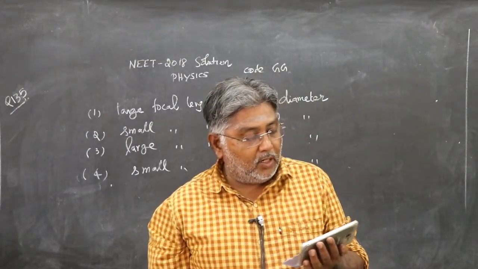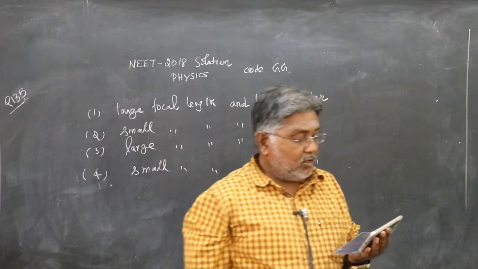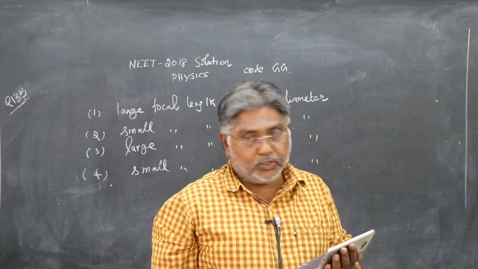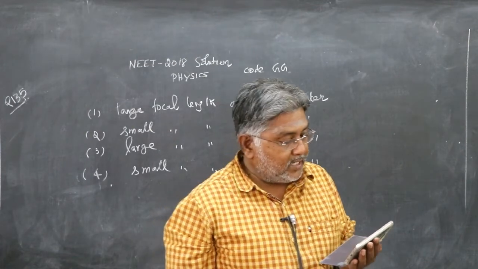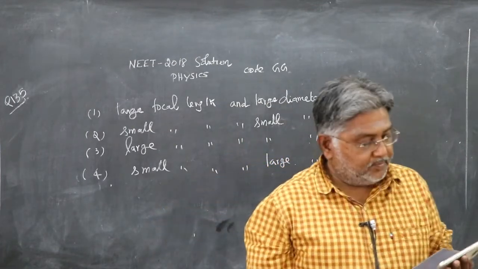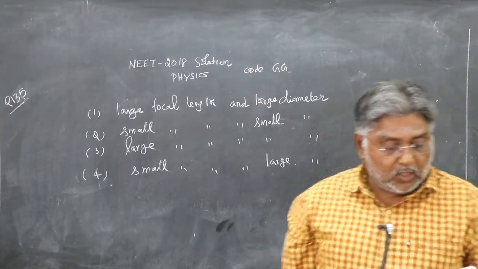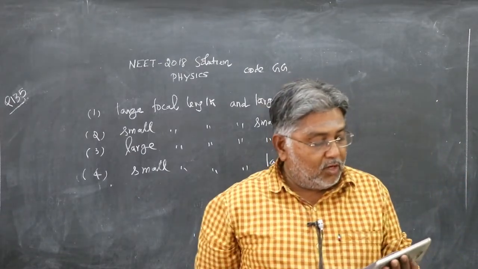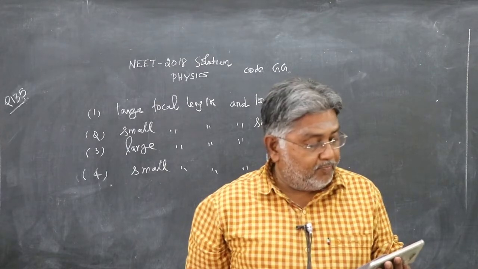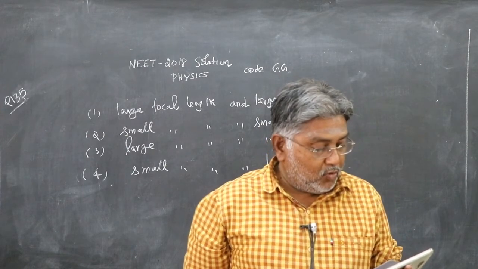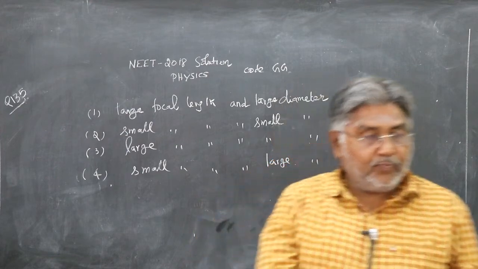An astronomical refracting telescope will have large angular magnification and high angular resolution when it has an objective lens of: option 1, large focal length and large diameter; small focal length and small diameter; large focal length and small diameter; small focal length and large diameter.